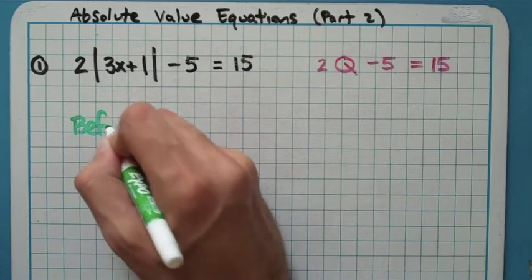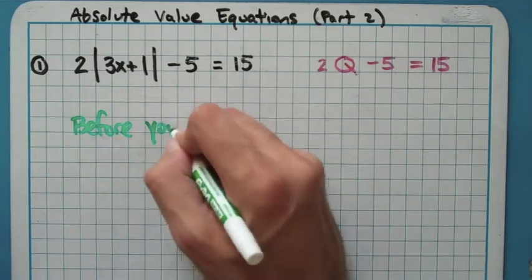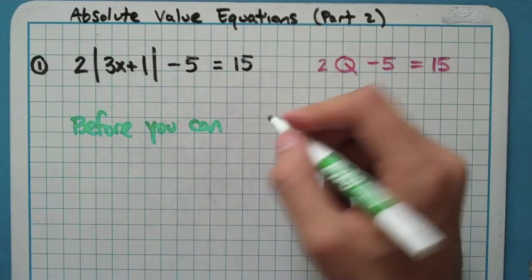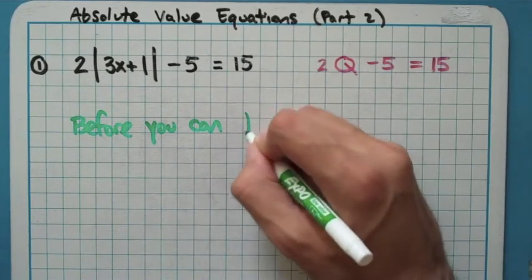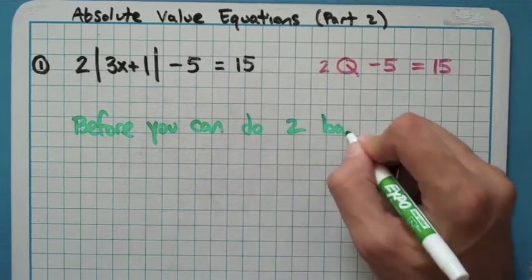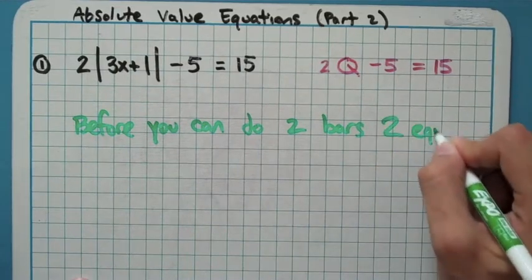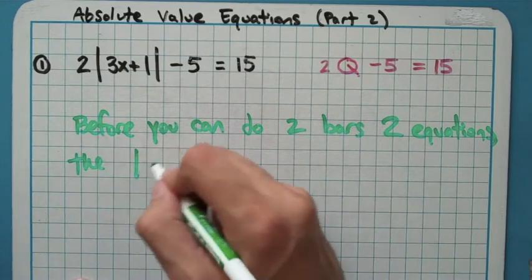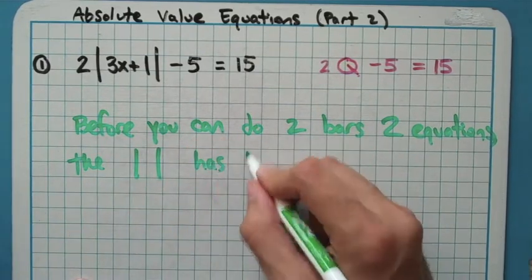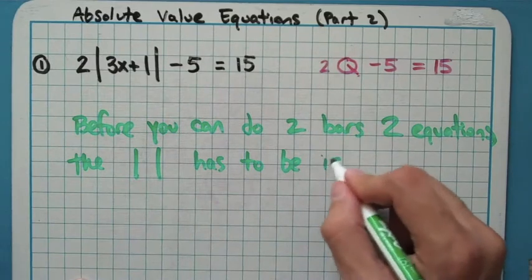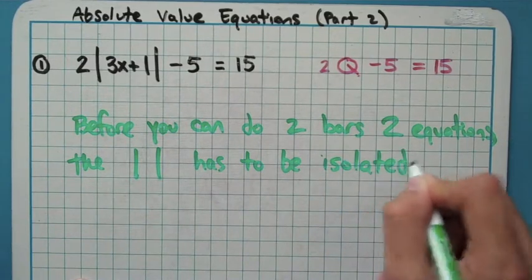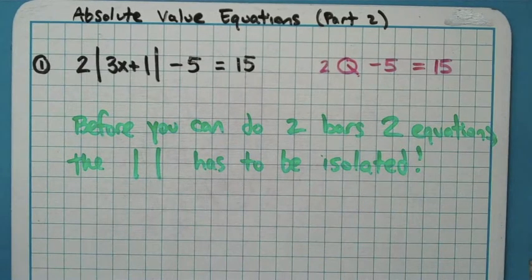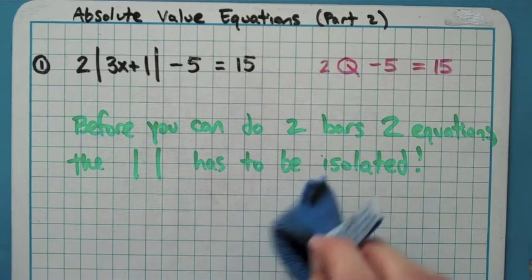This is kind of an important point that I want you guys to write down. Before you can do 2 bars 2 equations, or before you can solve the absolute value equation, the absolute value has to be by itself, or it has to be isolated. You have to get that absolute value by itself before you can actually go and do the problem. So write that down. I'm going to go ahead and erase that so I have a little room to work. But that is kind of the key to this video.